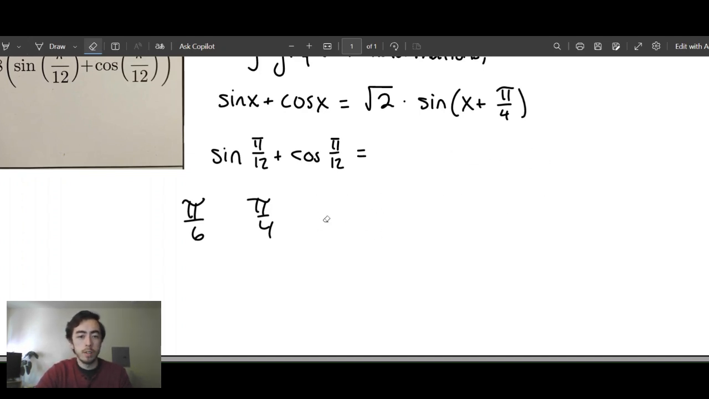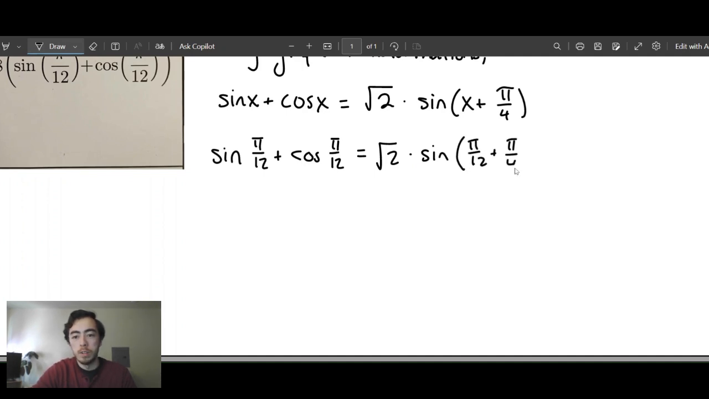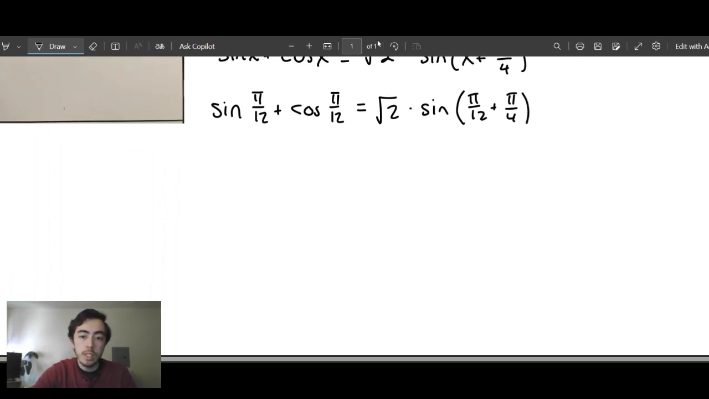Pi over 12, however, is a little bit weirder. I mean, maybe I could relate it to that pi over 6 value. That's probably another solution. We could do something with half angle or double angle identities, but I don't know. Maybe that's for you to try or something. So here I'm just replacing all of my x's with pi over 12s. And let's see what pi over 12 plus pi over 4 is. That's going to be the same as just pi times a 12th plus a 4th.